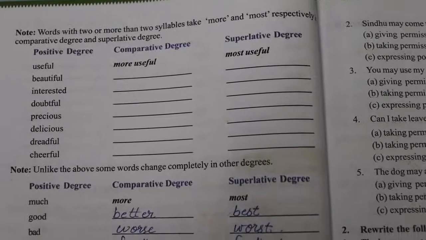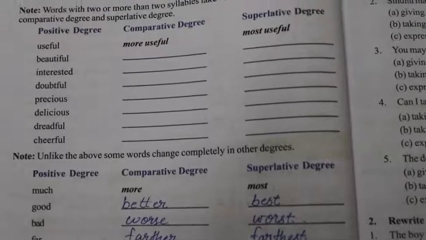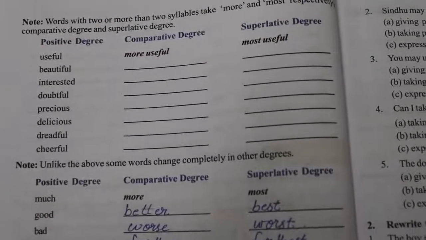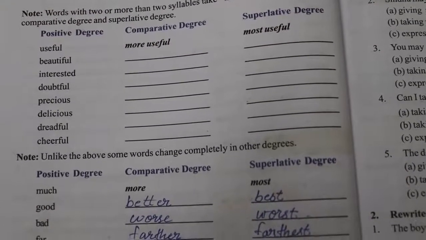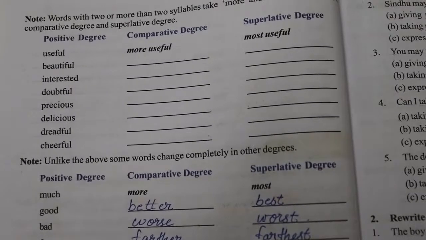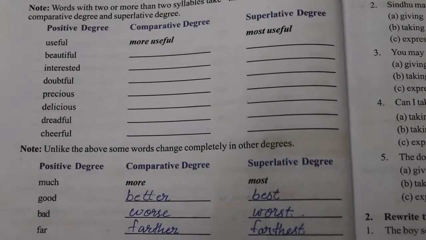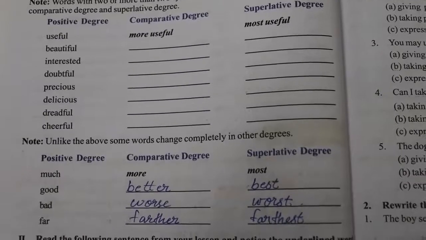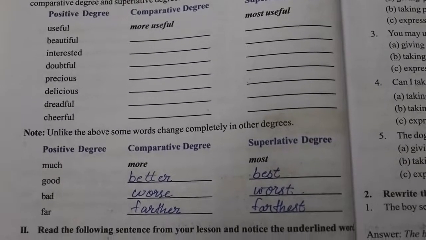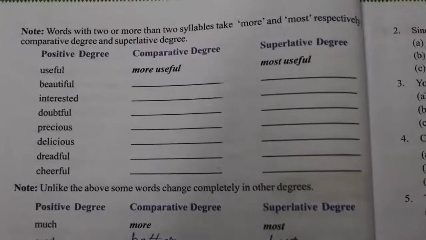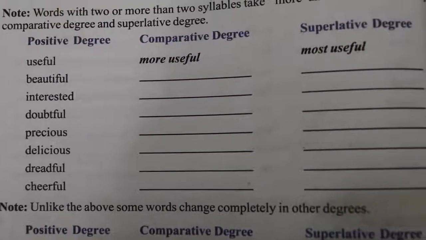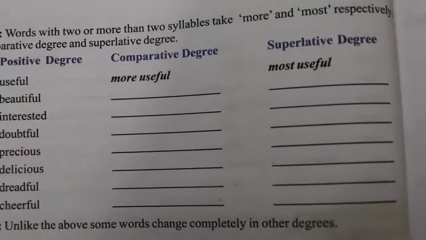I will read the words for you to pronounce well. Useful, beautiful, interested, doubtful, precious, delicious, dreadful, and cheerful. Can you see them? Yeah.